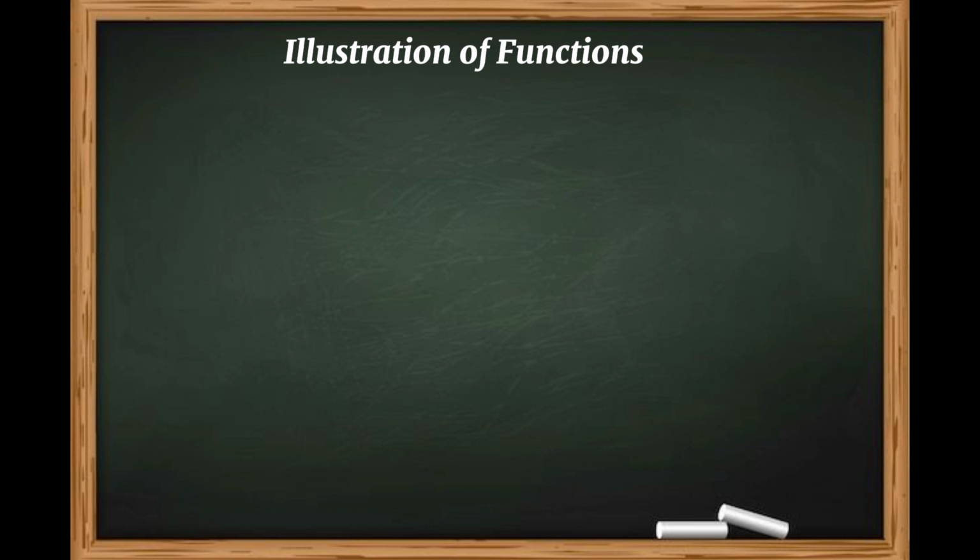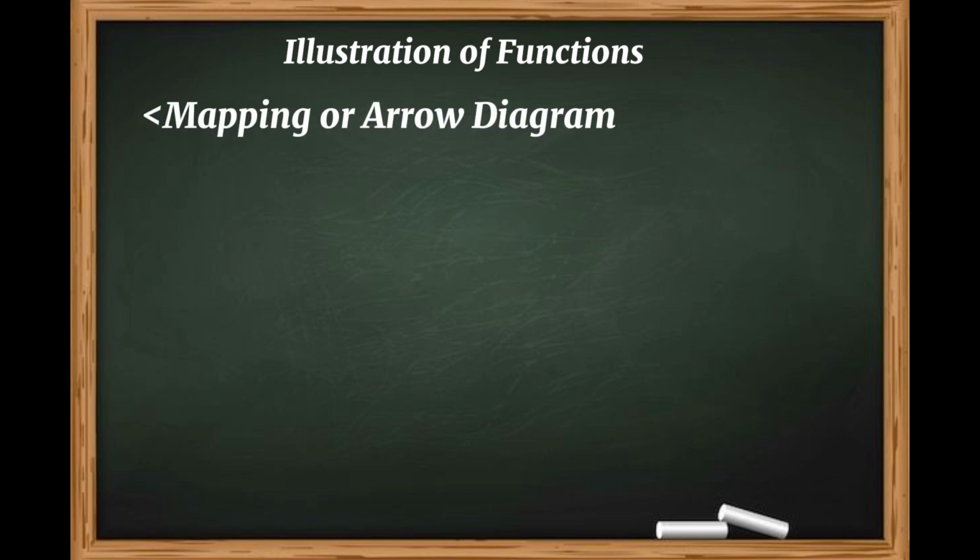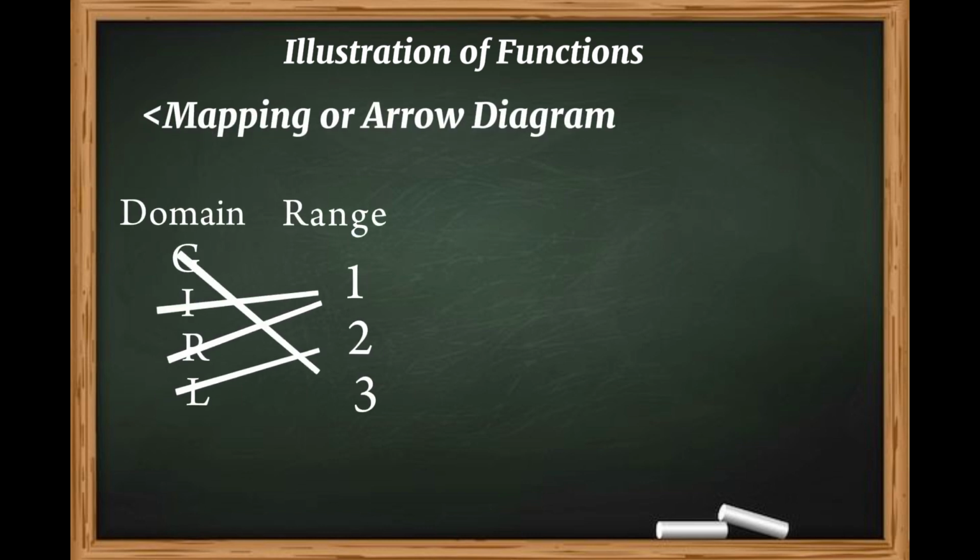The second one is the mapping or arrow diagram. This is an example of an arrow diagram. As we can see, the letters I and R correspond to the same range. We call that many to one, and that's okay as long as the domain is not repeated. We can call that a function.